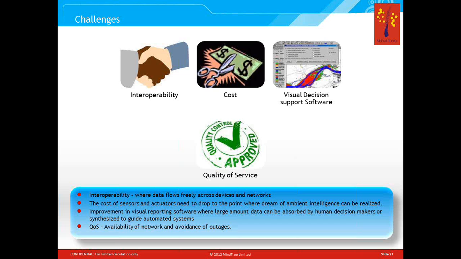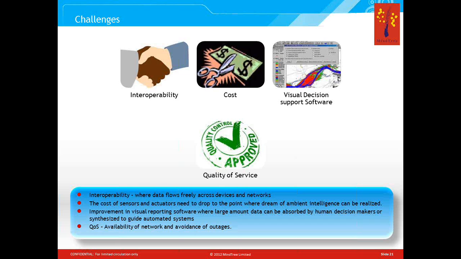Now, next is the cost. Although the cost is dropping, it still needs to drop even more. Say, applications like wireless sensors. If you want to deploy wireless sensors in huge numbers, then the cost has to be negligible. It should be very low.